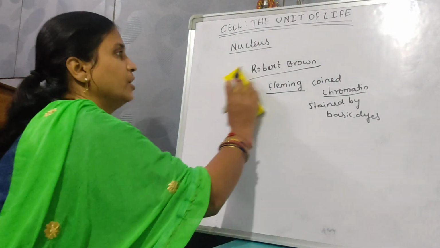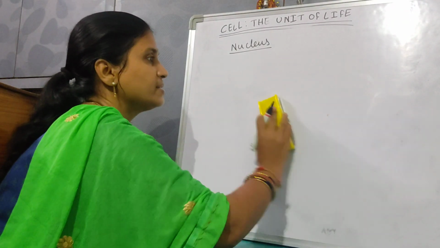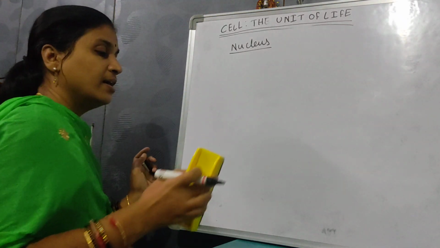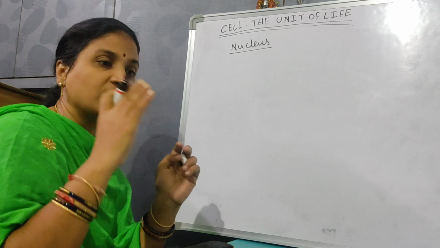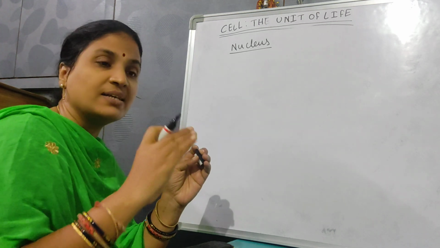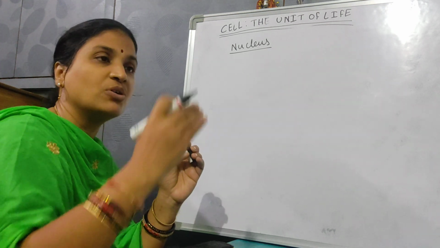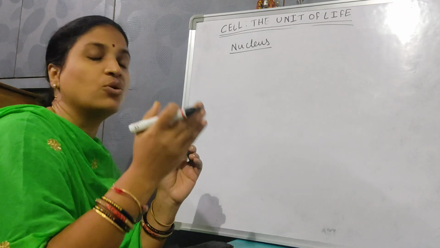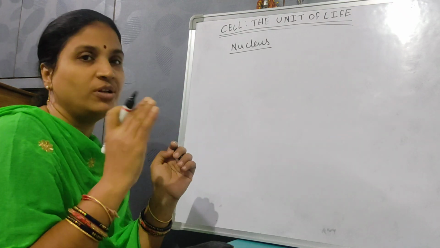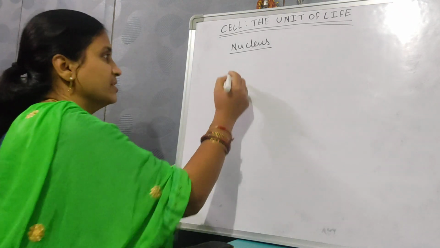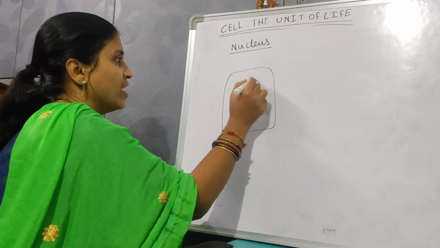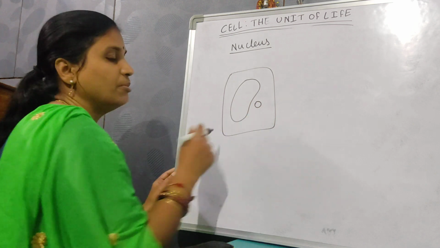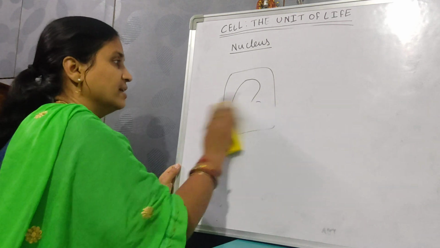We'll learn about it. This nucleus is somewhat laterally placed, because in the plant cell the center of the cell is occupied by the large vacuole. So it is laterally present. Suppose this is the plant cell, this is the large vacuole, and here the nucleus will be present. This is about the plant cell.